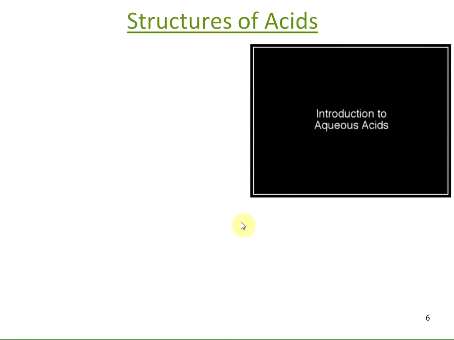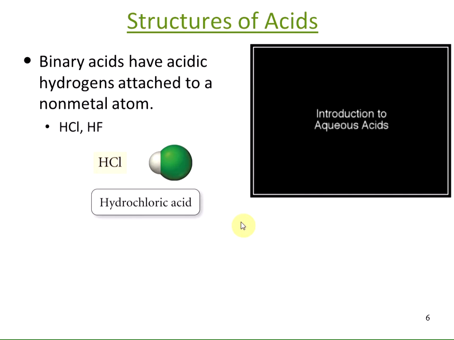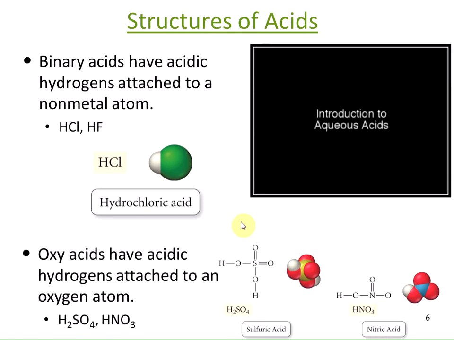So let's talk about these structures of acids. Binary acids have acidic hydrogens attached to a nonmetal atom. For example, HCl or HF. Oxyacids have acidic hydrogens attached to an oxygen atom. For example, sulfuric acid or nitric acid.